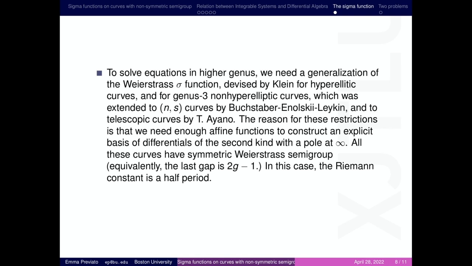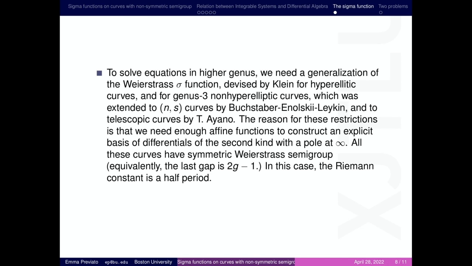So after the PDE boom in the 1970s, people started revisiting these special functions in order to find really usable solutions to the PDEs, you know, if you really want to do something with them. And so particularly this fantastic generalization created by Buchstaber and Enolski-Leykin in the 1980s, and then Ayano later, for telescopic curves. These curves are still very special.